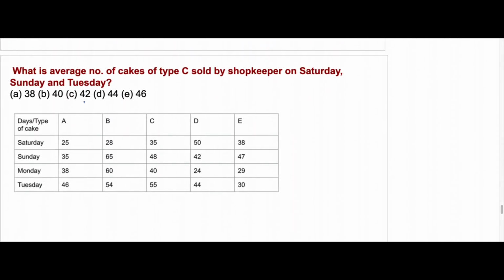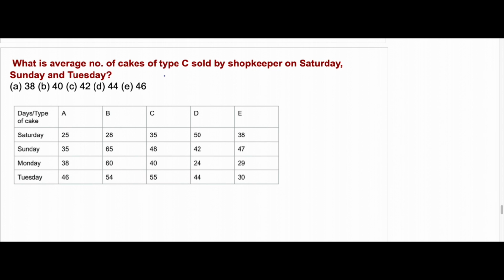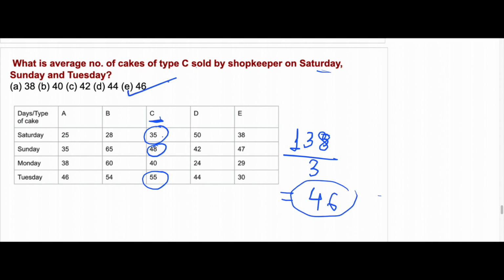Next, what is the average number of cakes of type C sold by the shopkeeper on Saturday, Sunday and Tuesday? So 35 plus 48 plus 55 is how much? It is 138, and average by 3. So this is equal to 46. Option E is the answer.